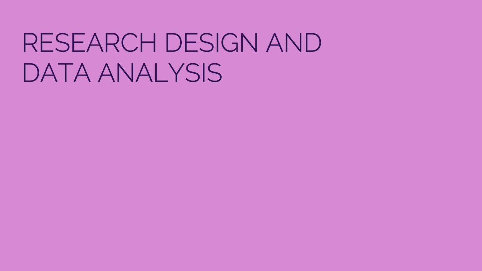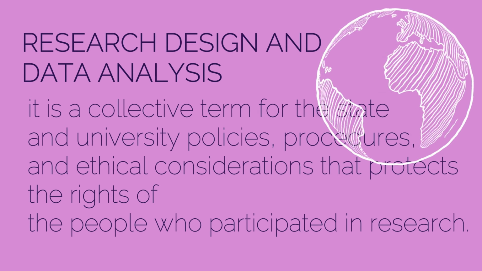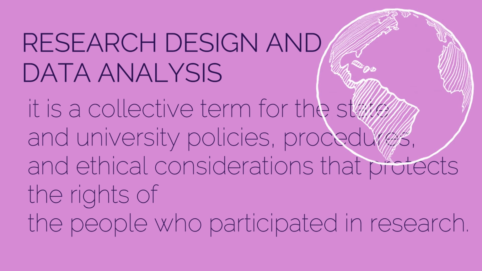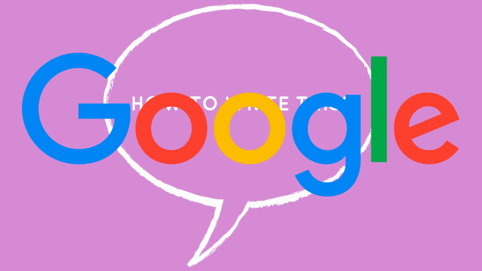Next is the protection of human subject section. It is a collective term for the state and university policies, procedures, and ethical considerations that protect the rights of the people who participated in research. How to write this? You can check it online.